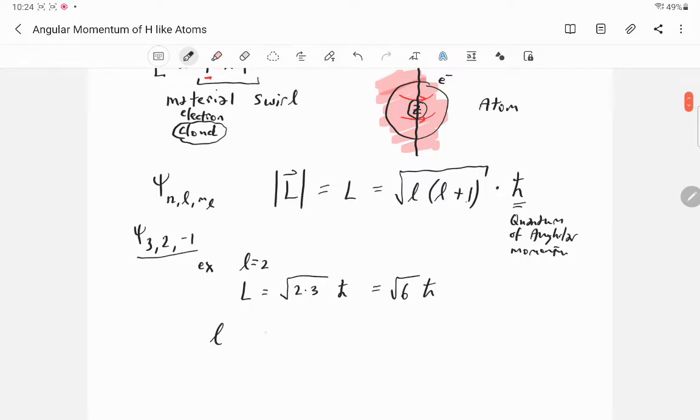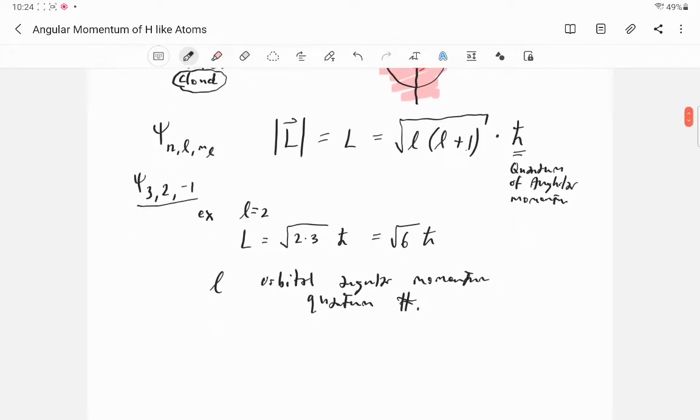And L is known as the orbital angular momentum quantum number. Okay, so let's go on. Now we know what the principal quantum number indicates. That's the energy level. The orbital angular momentum quantum number indicates the amount of angular momentum our atom has, but it actually doesn't tell us about direction, right? It's only strictly the magnitude. So what does m sub l tell us?